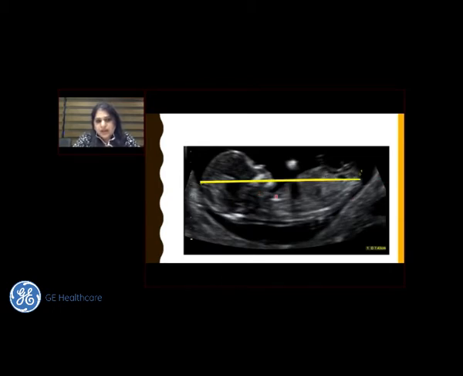Just a quick guide. The amount of amniotic fluid between the chin and the chest should be approximately equal to the width of the palate.